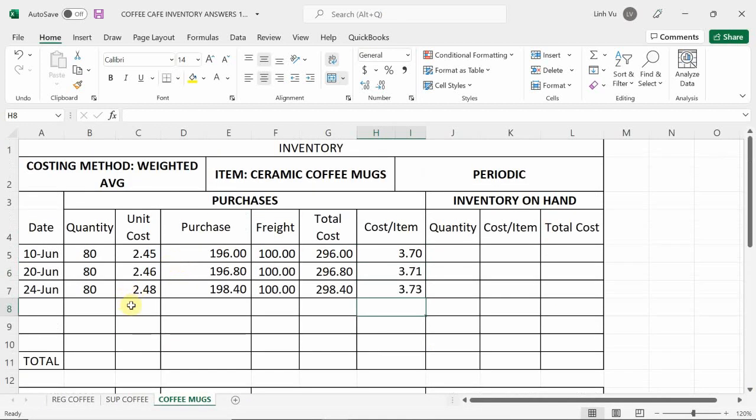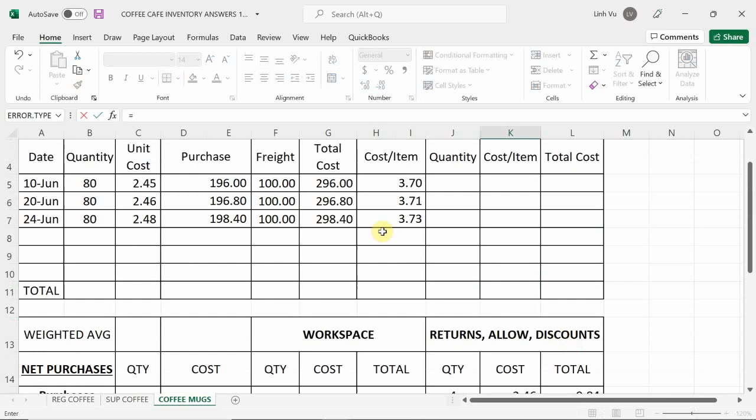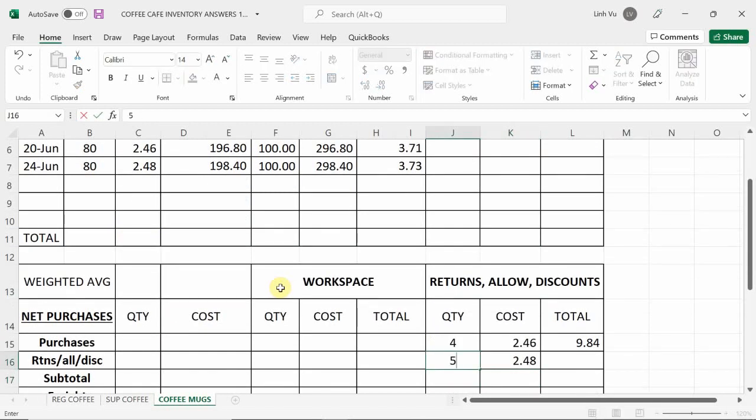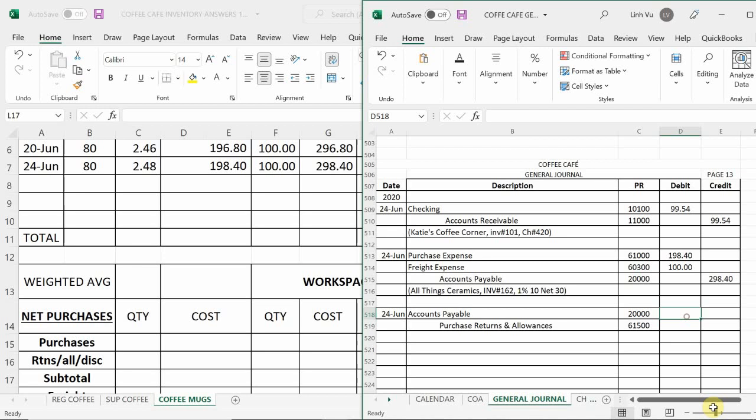So in this case, $2.48. So I'm going to go down below in my returns section here. I got $2.48 and I'm returning 5 of them. So what is my total refund amount? $12.40. $12.40. Okay. So there you go. I have those numbers and I'm going to go back to my journal to record the $12.40 refund.